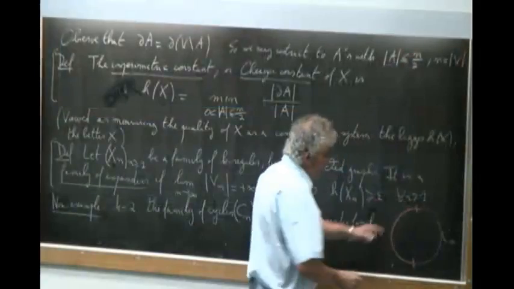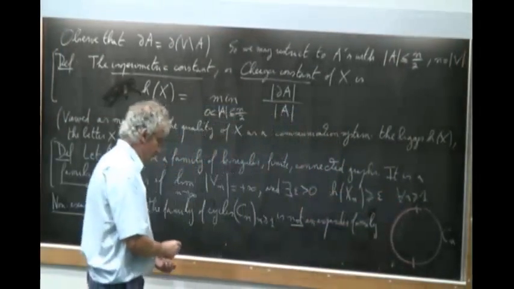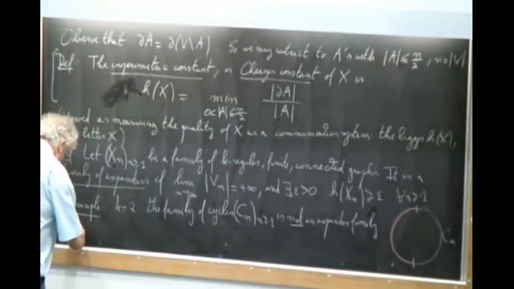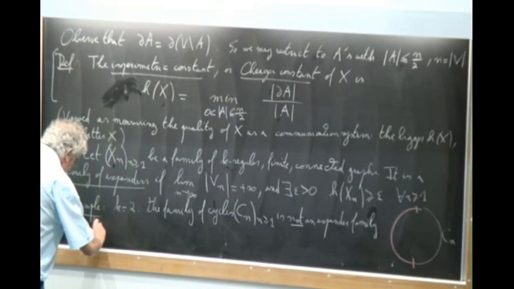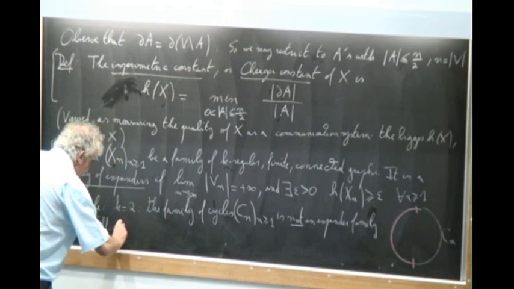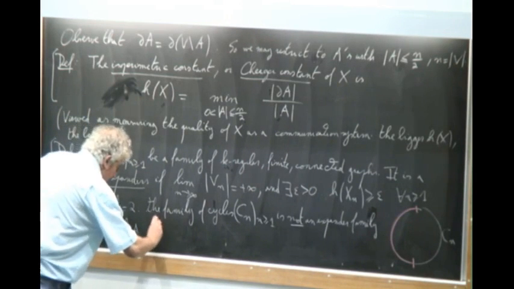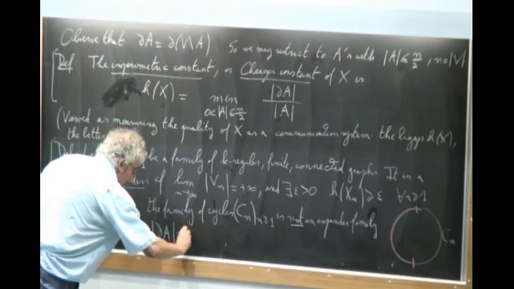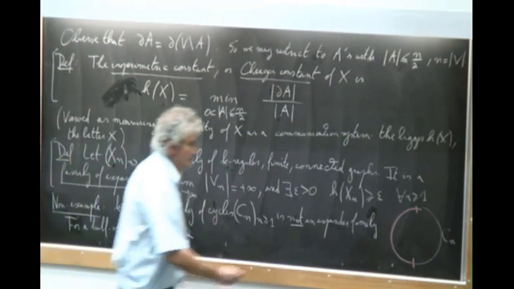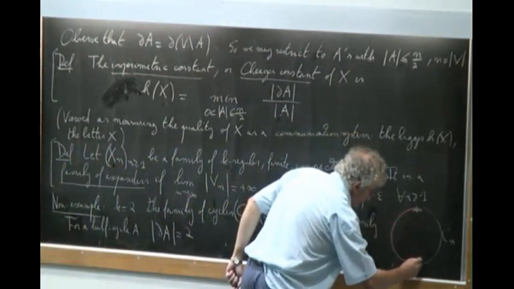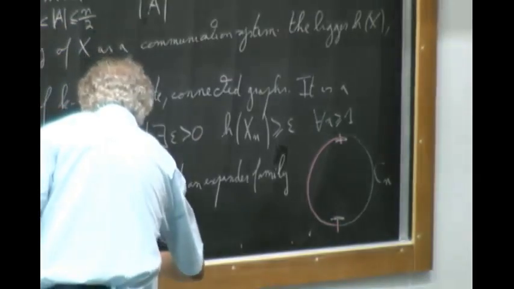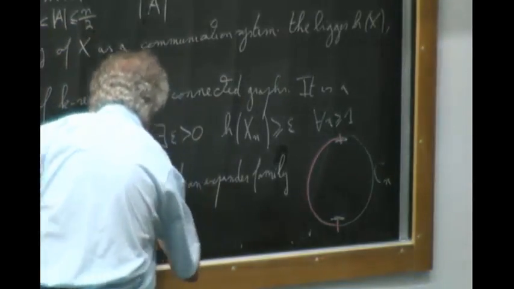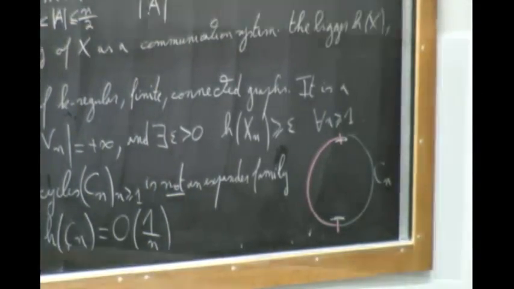And the boundary will have exactly 2 elements. So for a half cycle, A, the boundary of A has exactly 2 edges. So one here, one there. And this means that the isoperimetric constant is of the order of 1 over n.